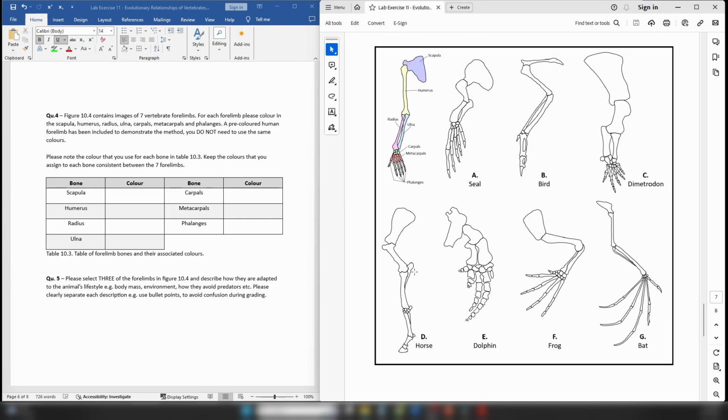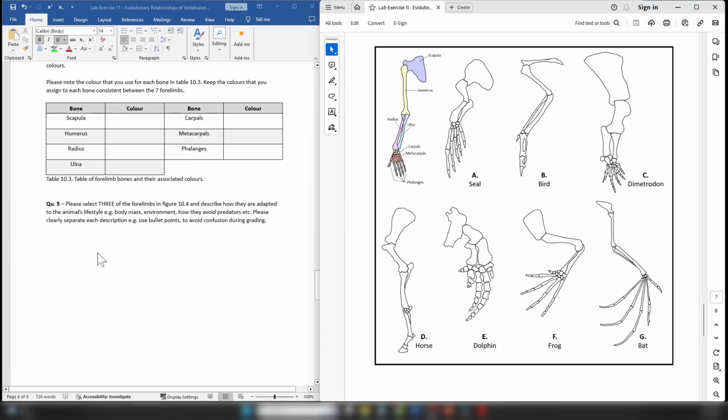So, all right, once you've colored in your 7 forelimbs, you are then going to move on to question 5. So for question 5, it's going to ask you to select 3 of the 7 forelimbs. You're not going to select the human forelimb. And for those 3 forelimbs, you are going to describe how they are adapted to the animal's lifestyle.